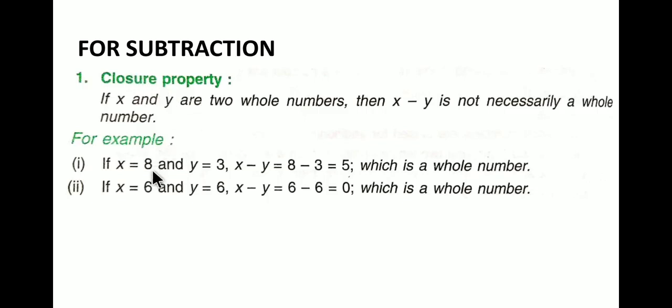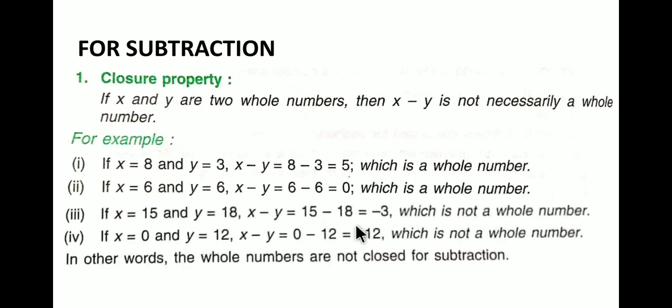Alright, so let's see. Here x is 8 and y is 3. So 8 minus 3 gives us 5. 8 is a whole number, 3 is also a whole number, and 5 is also a whole number. So here we can see in this example the closure property is followed. In the second example, both the numbers are 6, and when you subtract 6 from 6, the answer is 0. 0 is a whole number. So again, we can see that the closure property for subtraction is followed.